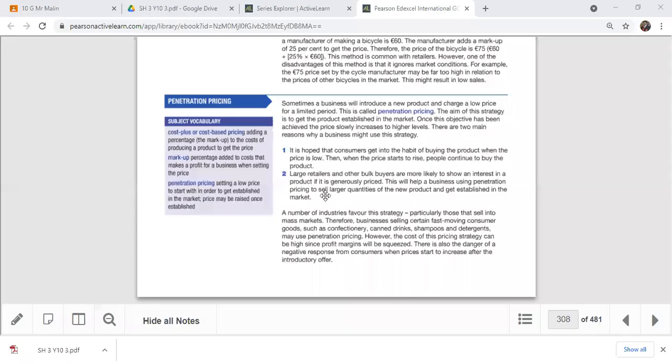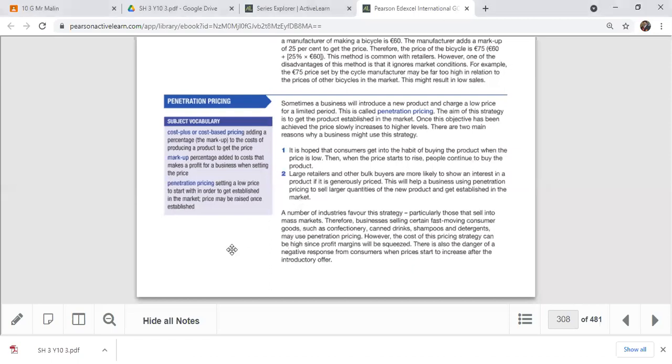Penetration pricing is setting a low price to start with in order to get established in the market. The price may be raised once established. These are the reasons, and they are in my notes also. There are two reasons to do penetration pricing. The first reason is the hope that consumers get into the habit of buying the product when it is priced low. The second reason is that large retailers may be attracted. You can sell a bulk amount. If you price generously, a lot of people can afford it, and therefore a lot of people will buy from you.